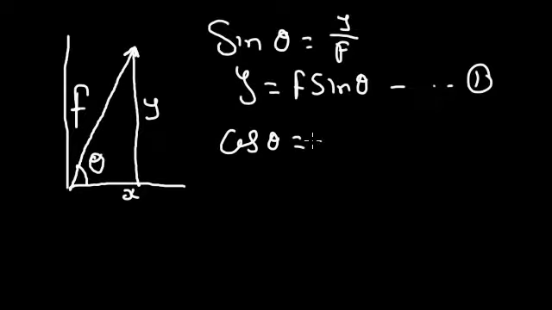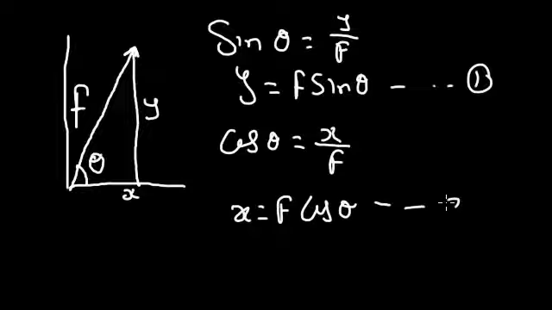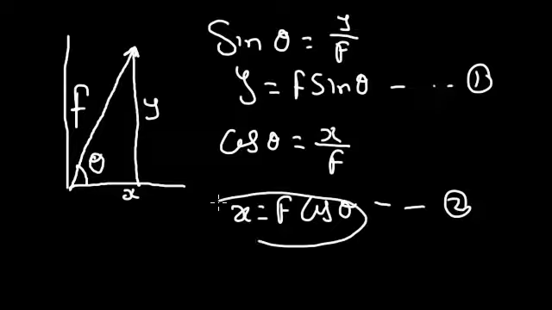The cosine of theta is x over f, adjacent over hypotenuse. And if I isolate x, I have x equals f cosine theta, equation 2. And this is what we need. To resolve a certain resultant vector into its components, to find its y component, just multiply the vector by the sine of the angle given to you. Make sure that angle is the direction of that resultant vector. And to find the x component, you multiply it by the cosine of that angle.